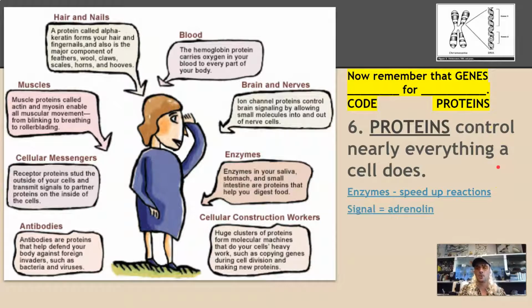We have signal proteins, adrenaline, right? So if you suddenly heard a loud noise, you would get a rush of this protein that gets released into your body, and it causes all these other reactions, the fight or flight response, right? You get scared. We have transport proteins.